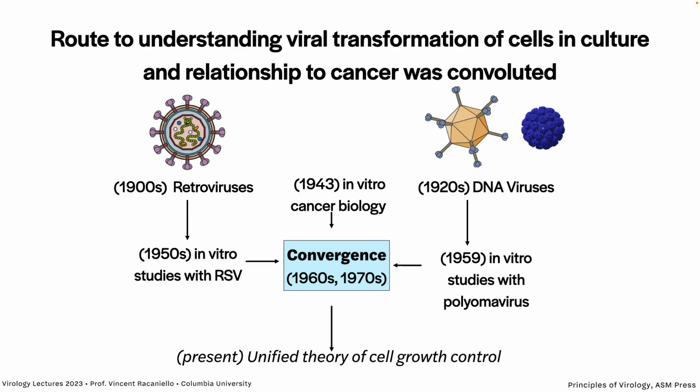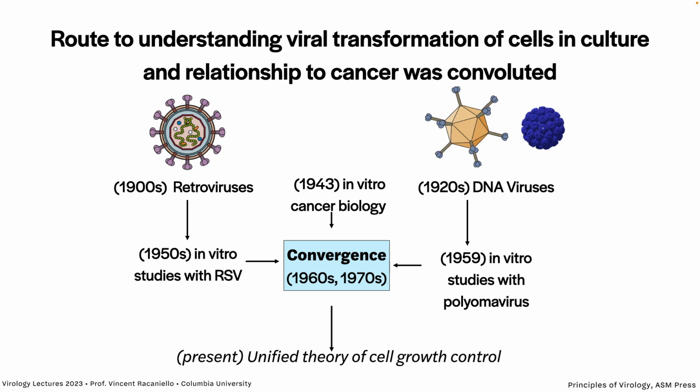So here is an overview of what we're going to talk about today, the route to understanding how cells are transformed by virus infection and how that leads to cancer. Very tortuous route to getting there. First, we're going to talk about retroviruses. Rous sarcoma virus, which was first found in 1909.